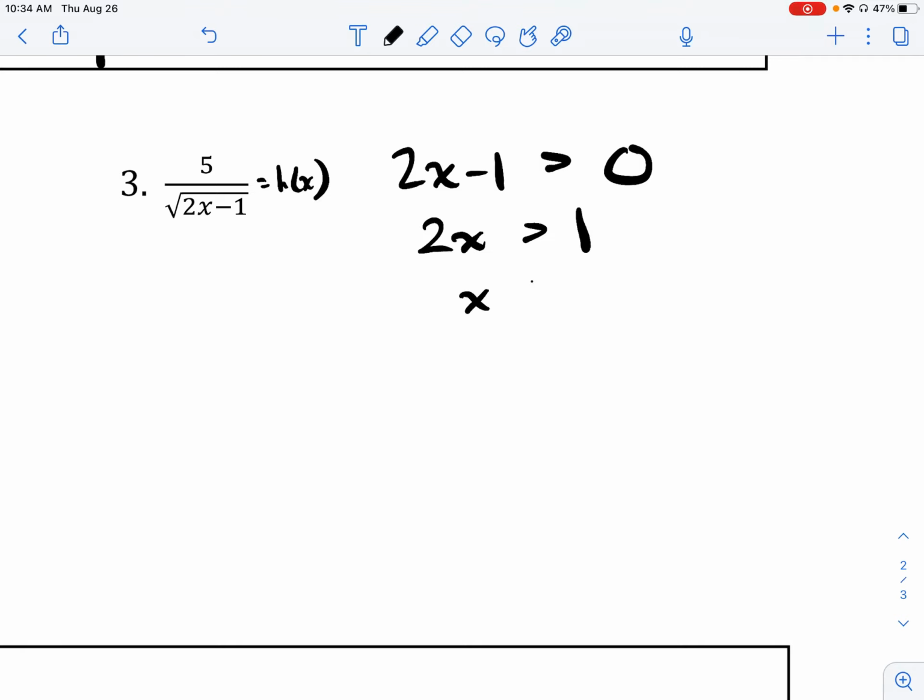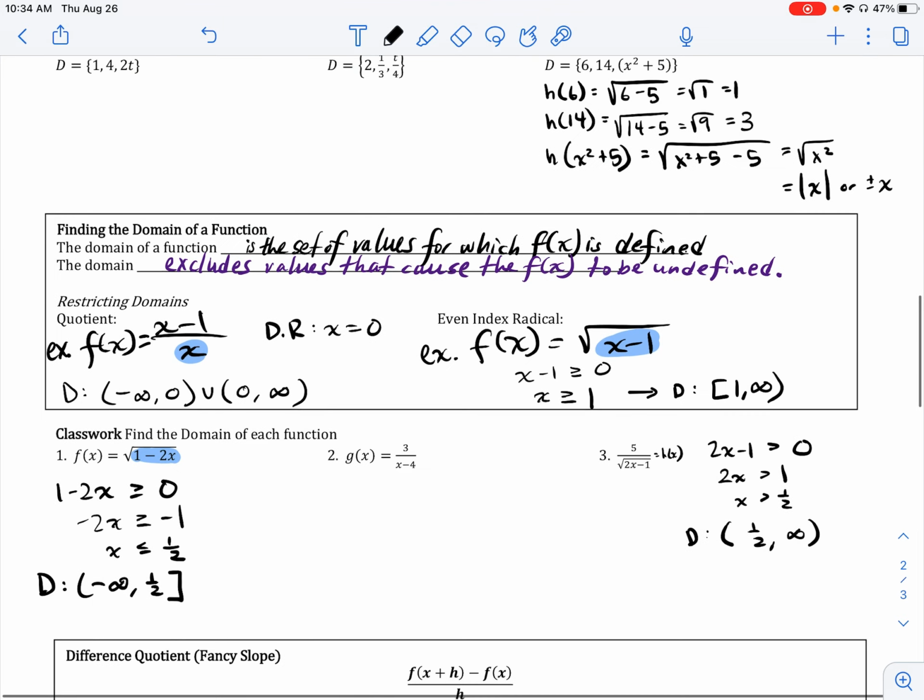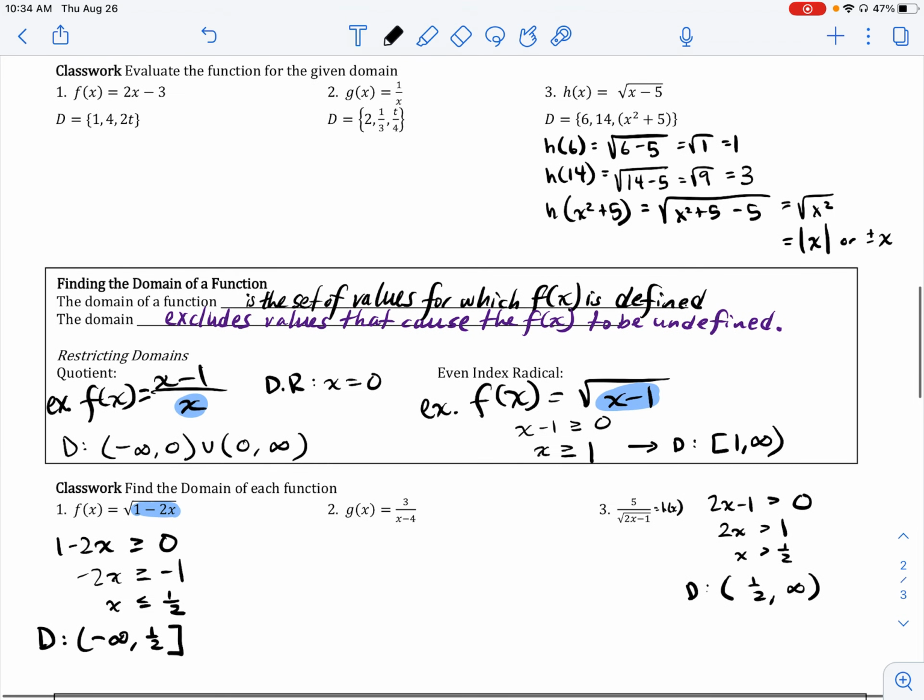Okay. Well, hope this video has helped you understand a basic understanding of functions. In the next video, I'll briefly talk about the difference quotient.